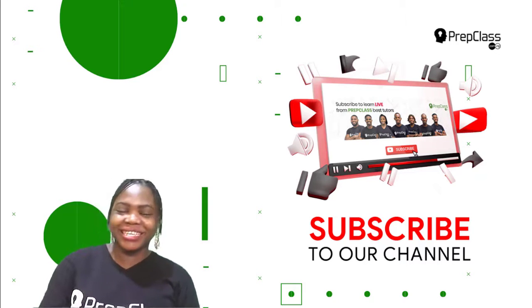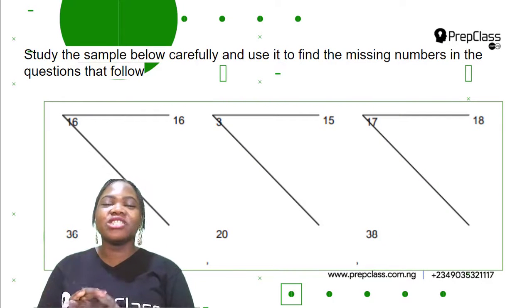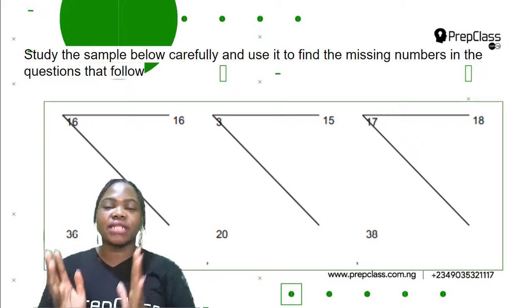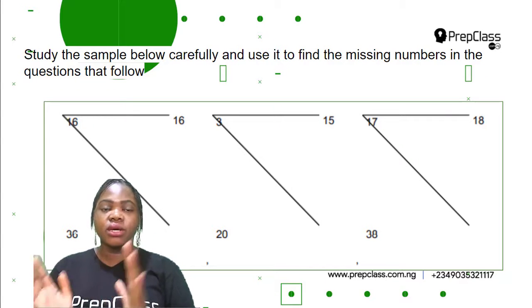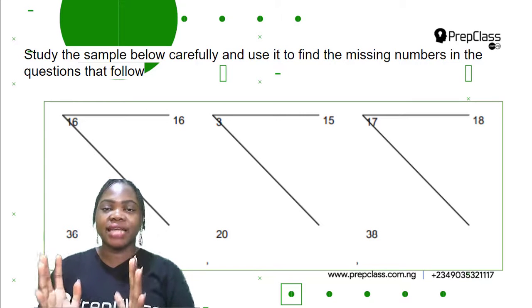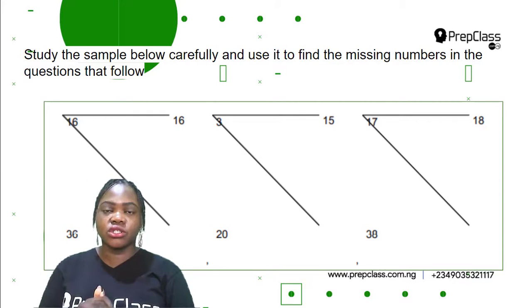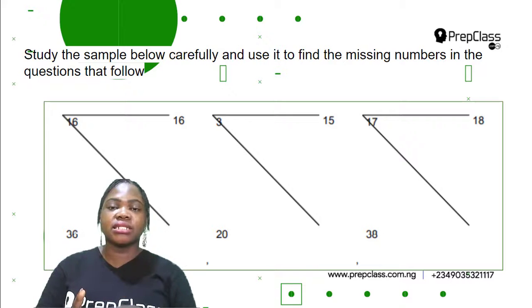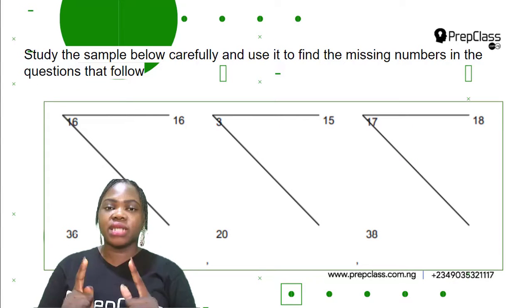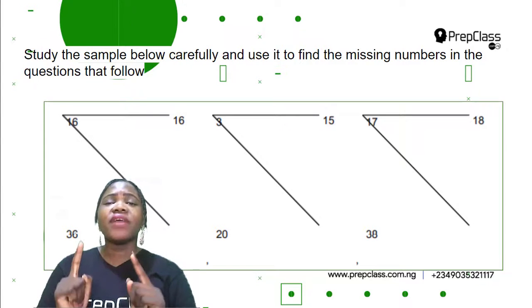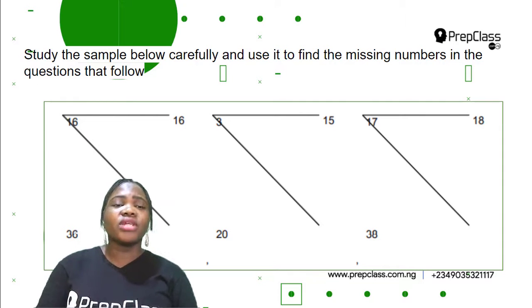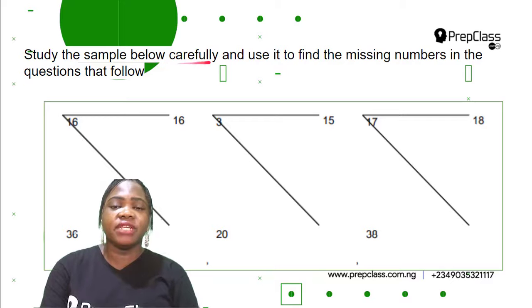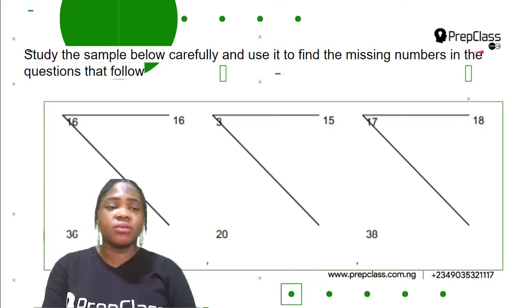Now, in quantitative reasoning, you're given a set of samples to study before you can answer the questions. These samples serve as a guide for you to be able to answer the questions. So, it's very important that you study the samples first before you answer the questions. Never be in a hurry to answer the questions. Okay? So, we're to study the samples below carefully and use them to find the missing numbers in the questions that follow.